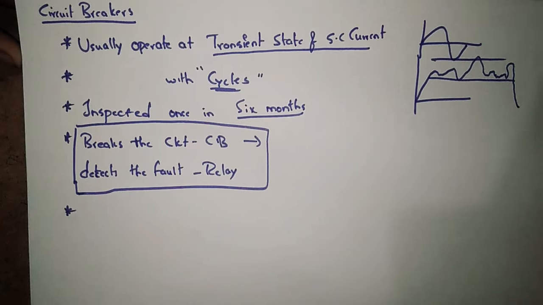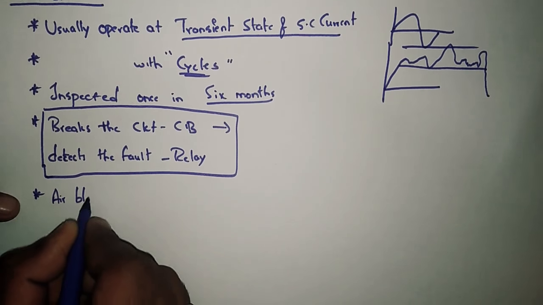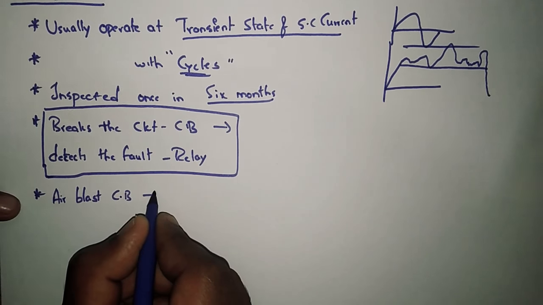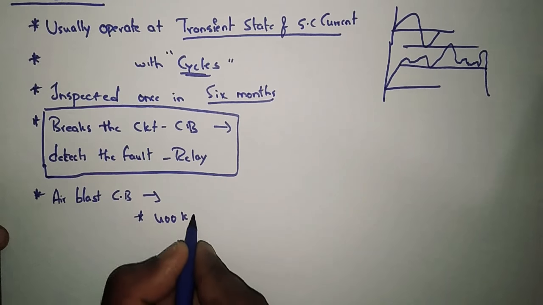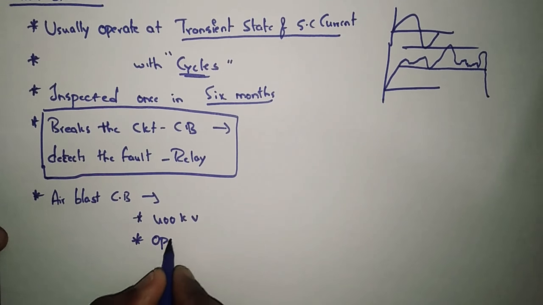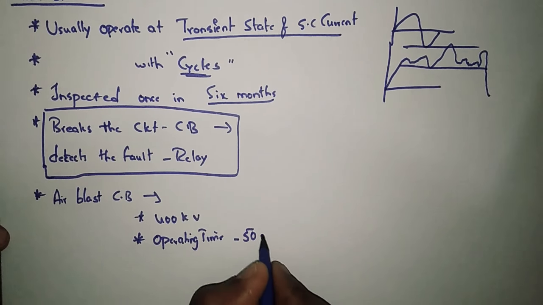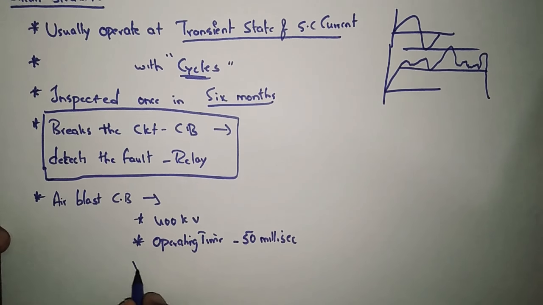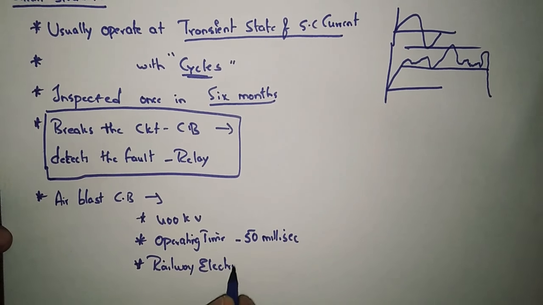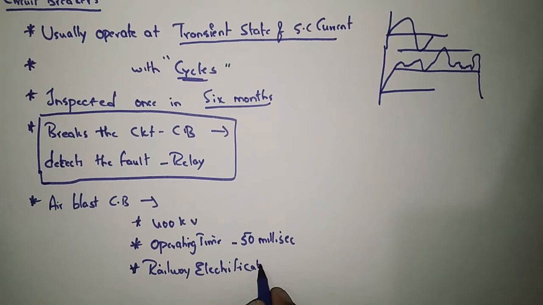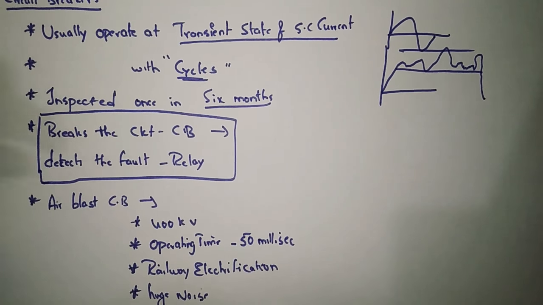So now we are going for different types of circuit breakers. First of all, we are going for air blast circuit breaker. Air blast circuit breaker is usually used for voltage level of 400 kilovolts, and its operating time is up to 50 millisec, right? So these are used for railway electrification. So where do we find air blast circuit breakers? Railway electrification. These actually have huge noise.